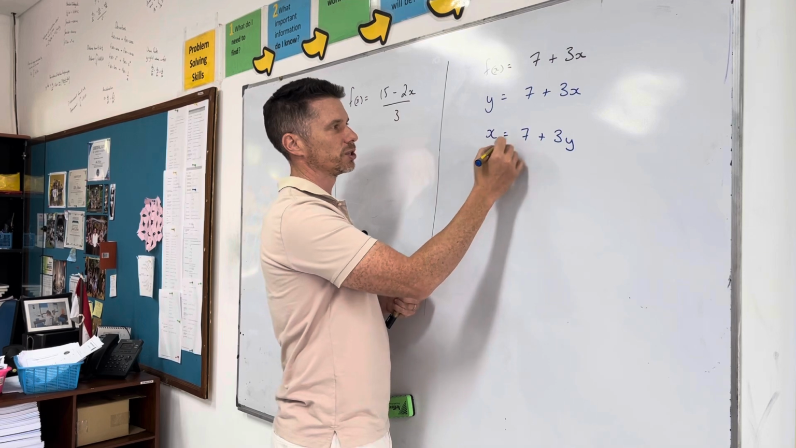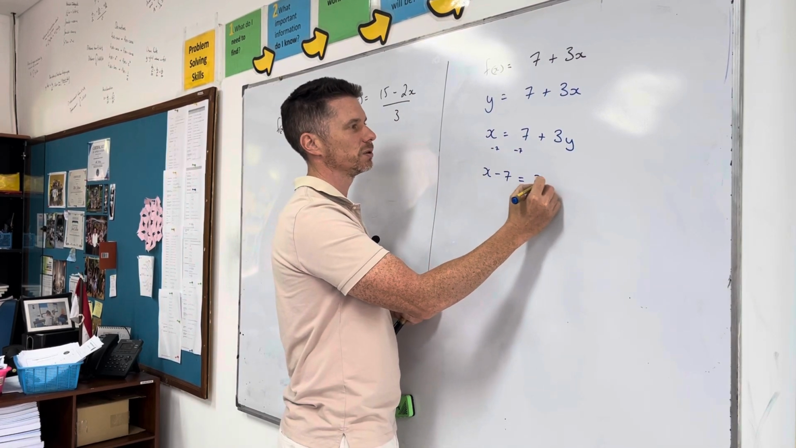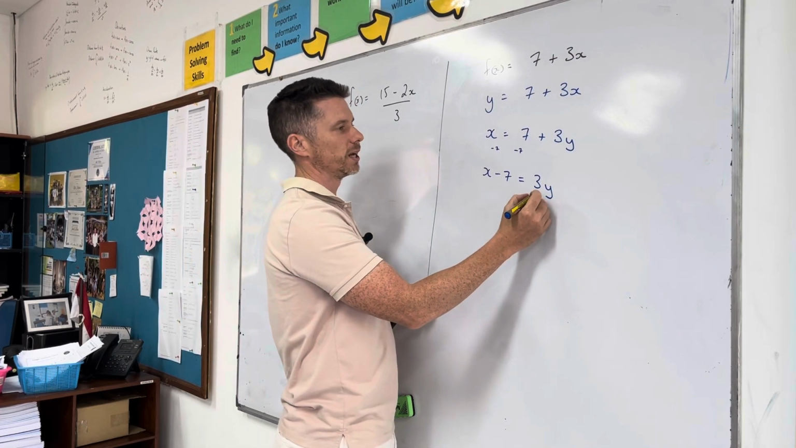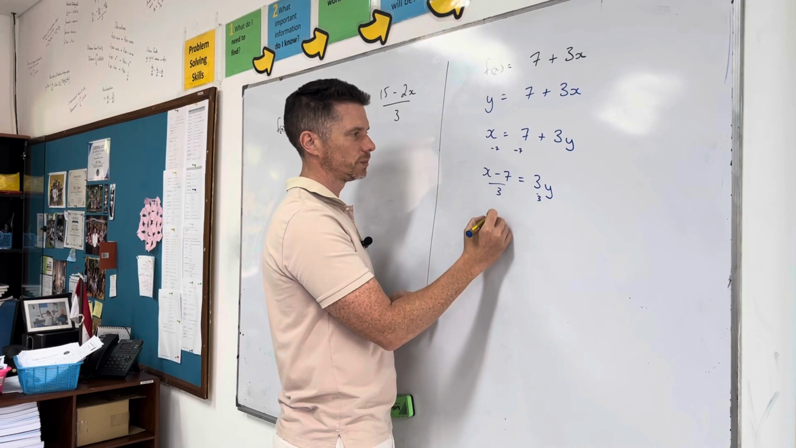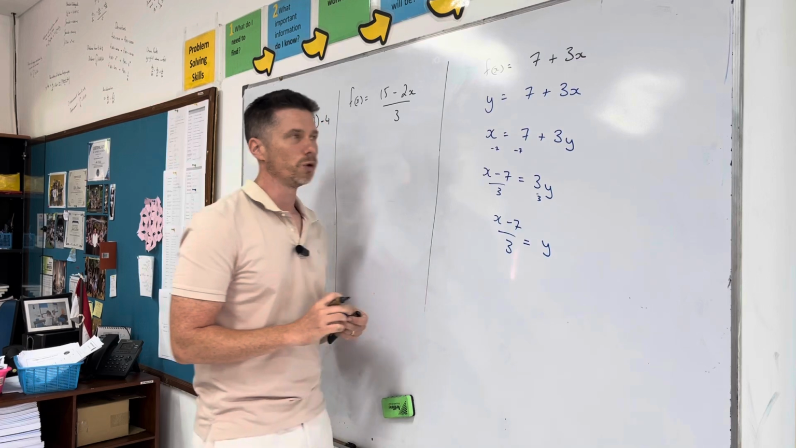So I'm going to subtract 7 from both sides here. I'm going to get x minus 7 is equal to 3y. And then my final step will be divide by 3 both sides. So x minus 7 over 3 is equal to y. There's one more step. What is it?